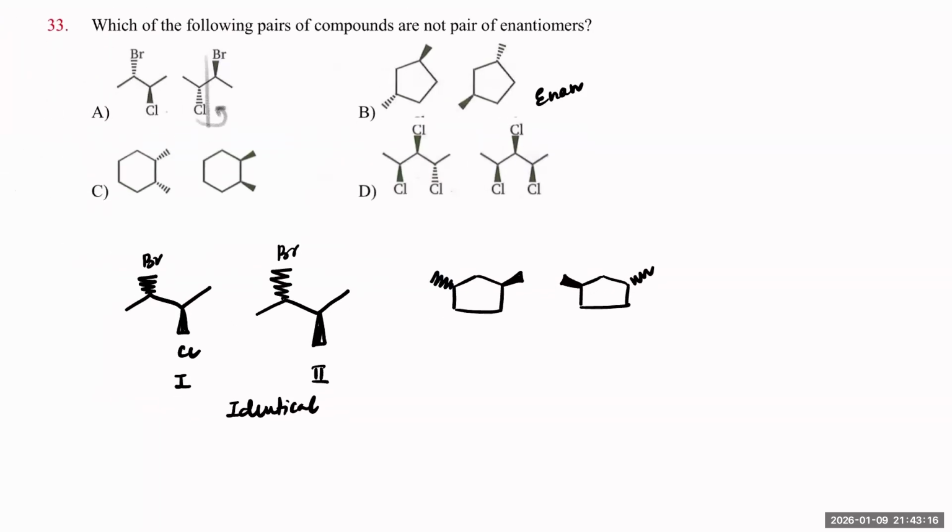Next, the third one. Unfortunately, they look like mirror images. In fact, they are mirror images, but unfortunately, there is a plane of symmetry passing through it, which means you can superimpose these two. So what are these two? These two are meso forms and not enantiomers.